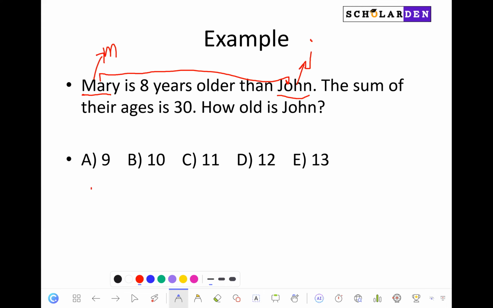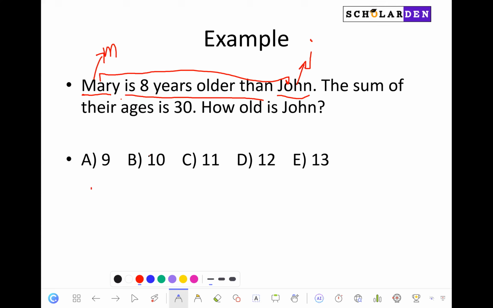So the first thing is that Mary is 8 years older than John. And we want to find out two things. Mary is 8 years older than John, and the sum of their ages is 30. So the first thing is Mary is 8 years older than John.